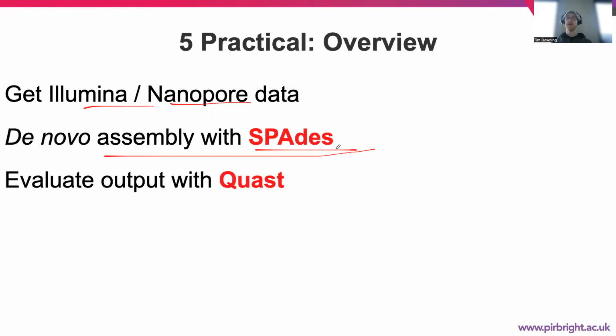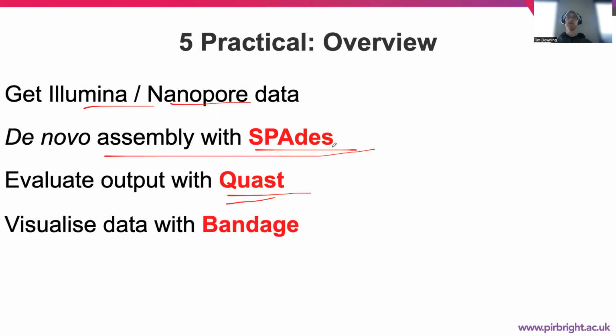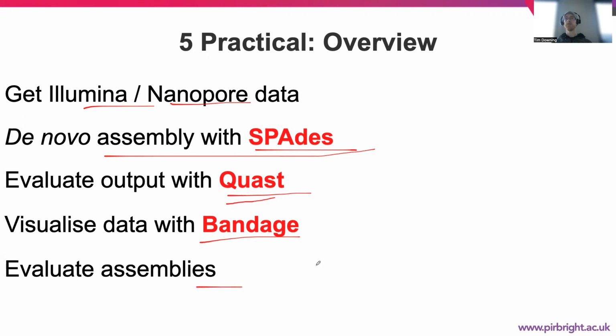We're going to evaluate these outputs with QUAST, which is a standard evaluation tool in the same way that SPAdes is a standard de novo assembly tool, and then we'll visualize the data with Bandage. And finally, we'll aggregate this information from QUAST and Bandage to evaluate these assemblies. That's our goal for the practical.